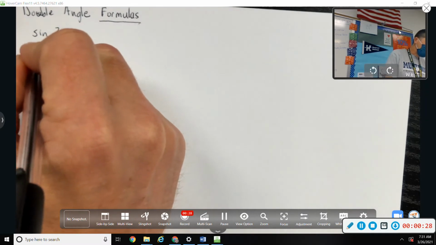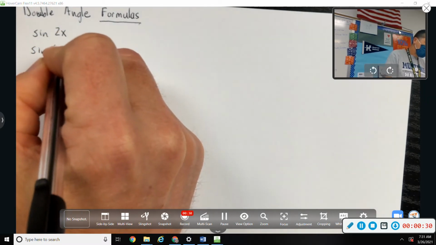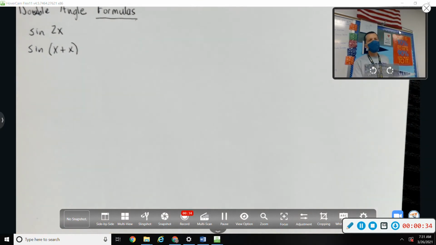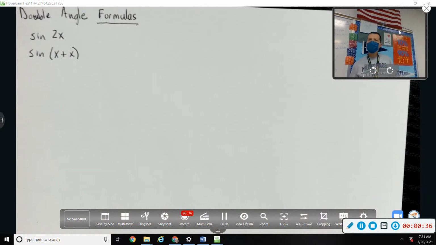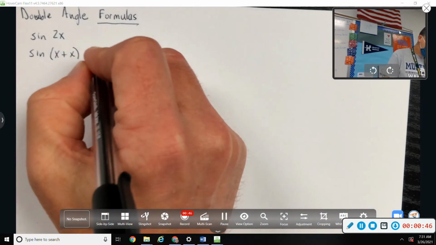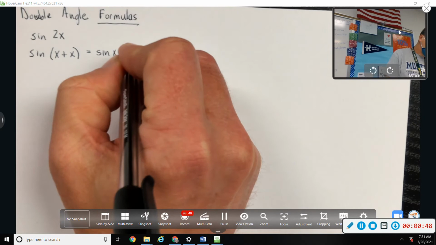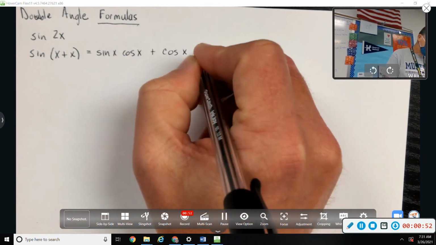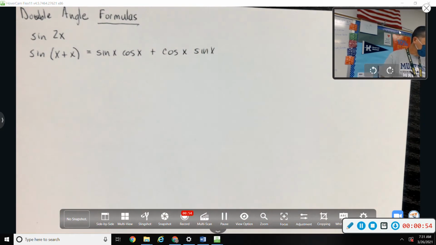We kind of did this on block day. We rewrote sine of 2x as sine of x plus x. And then we don't know the double angle formula yet, but we know a sum formula: sine of x cosine of x plus cosine of x sine of x.